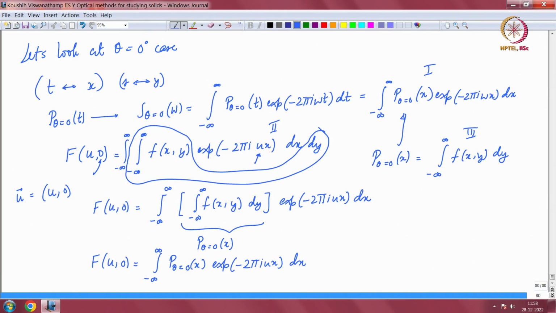Okay. But this is nothing but the Fourier transform of p, the 1D Fourier transform of p, which is nothing but S. That is what 1 is, right. This guy is the same as this fellow. So F of u comma 0 is nothing but the 1D Fourier transform at theta equal to 0, this S that we have here, but with w being replaced by u.